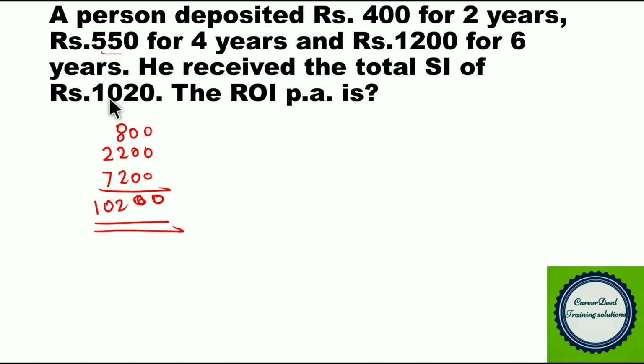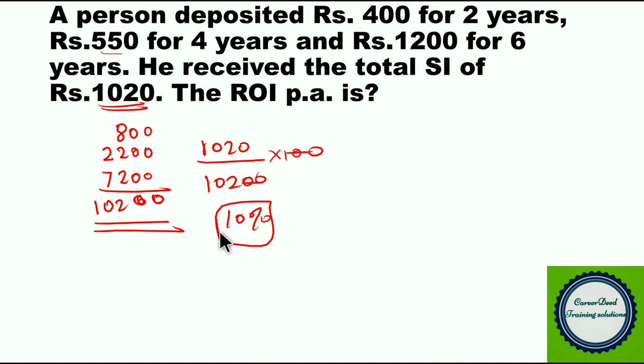Now for this total amount he got 1020 rupees. So this 1020 rupees is how many percentage of 10,200 rupees? So when you simplify it you get 10%. So the rate of interest is nothing but 10% because for the total investment of 10,200 rupees consolidated, he will get 1020 rupees. So this 1020 rupees is nothing but the interest amount he gets. So the rate of interest is 10% for this amount he invested.